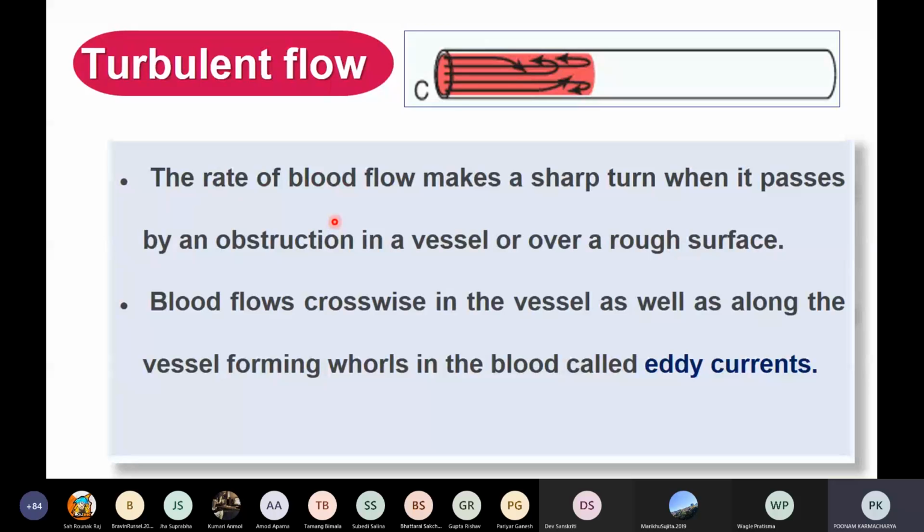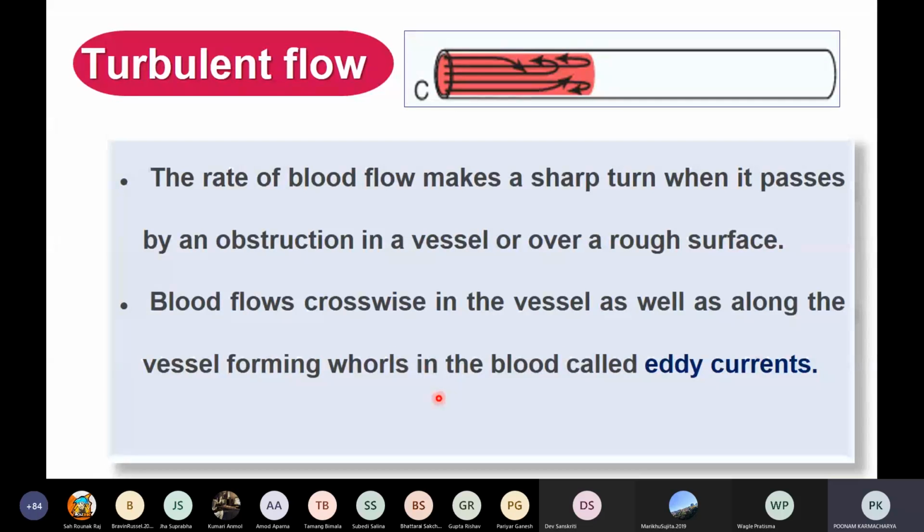Whereas in case of turbulent flow, the blood flow makes a sharp turn. Now, why does the blood flow make a sharp turn when it's flowing in the blood vessel? It is because there can be some obstruction in the vessel wall, or because of some rough surface in the vessel wall, the blood flow, as it is flowing, can make a sharp turn, right? Now this turn will cause the blood to flow crosswise in the vessel, as well as along the vessel, forming whirls in the blood.